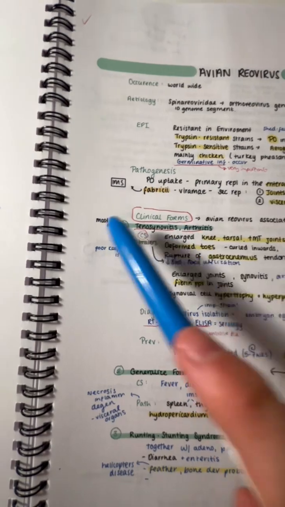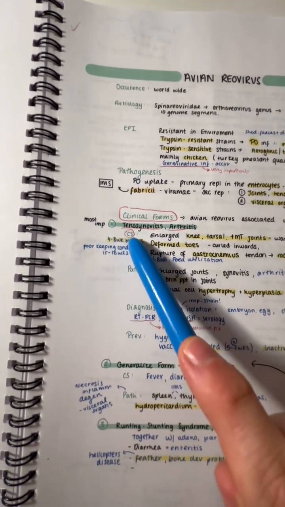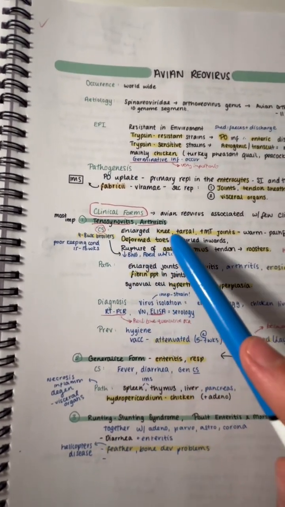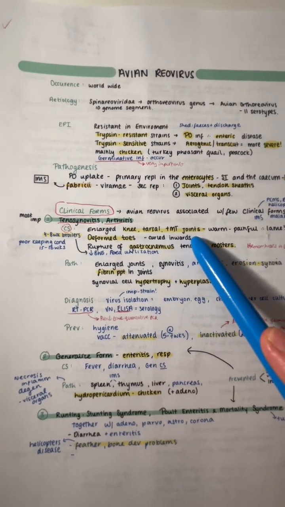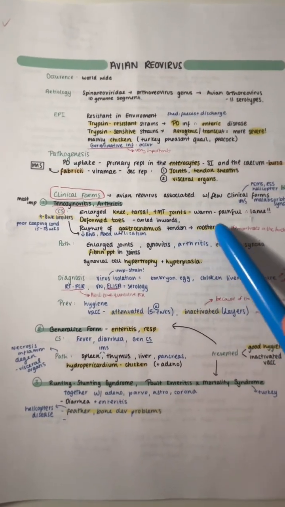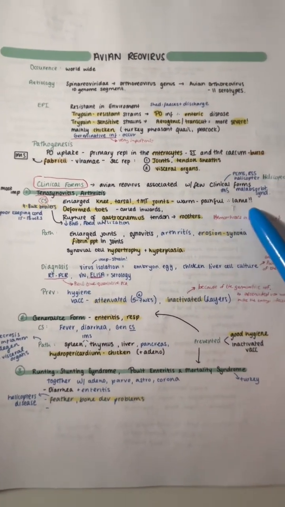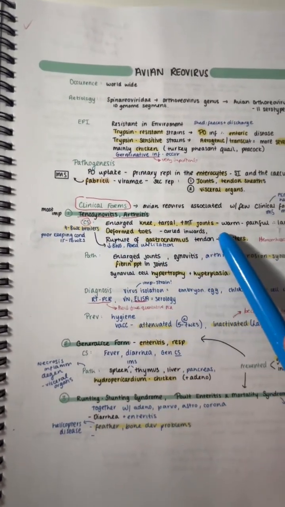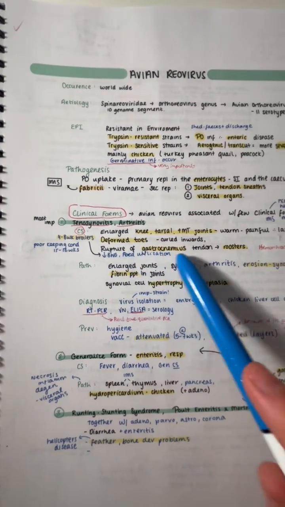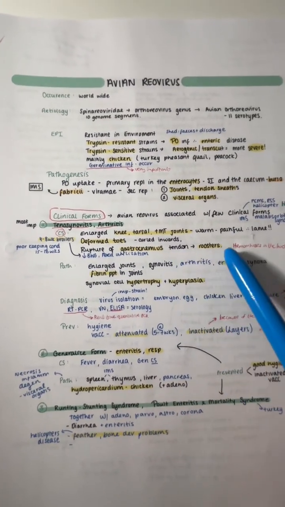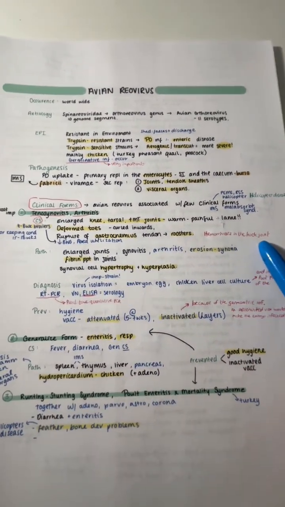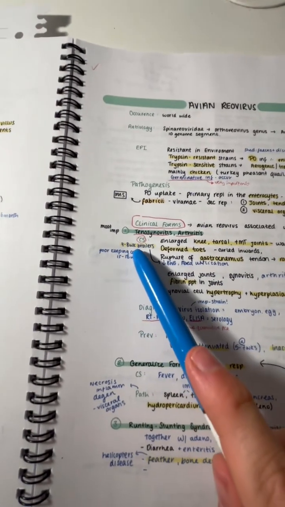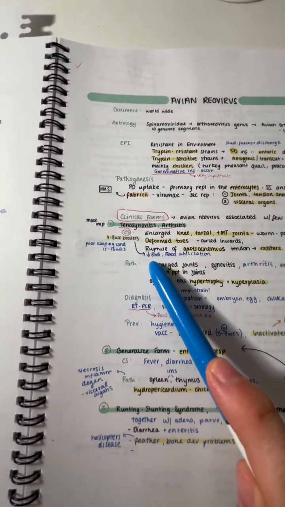Tenosynovitis and arthritis is the most important. The clinical signs are an enlarged knee and tarsometatarsal joint. The joints become warm and painful, so the birds become lame. They also get deformed toes, so their toes curl inwards, and they can get a rupture of the gastrocnemius tendon, and they get hemorrhages in their hock joint. In broilers around 4 to 8 weeks old, they have decreased body weight gain.